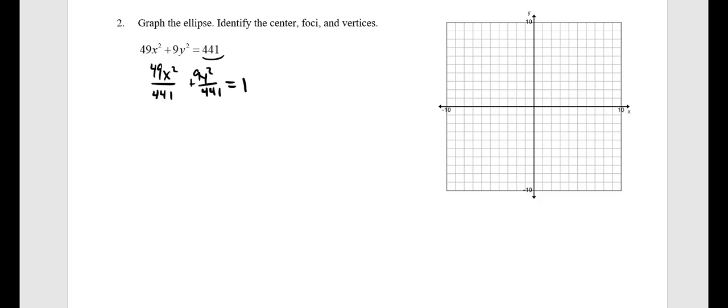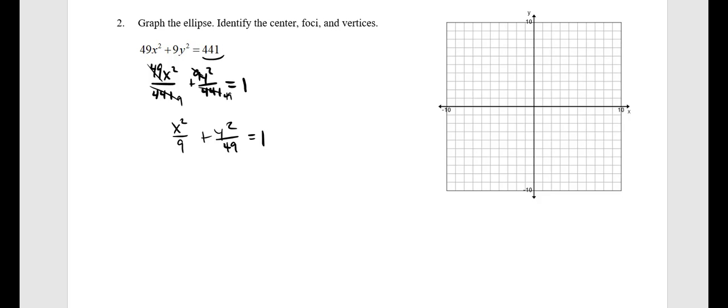And so let's see what happens when I divide those numbers. 441 divided by 49, that is 9. So I could rewrite this as x squared over 9. That means 9 over 441 would leave a 49 in the bottom. You can do that math. And that's what we have.